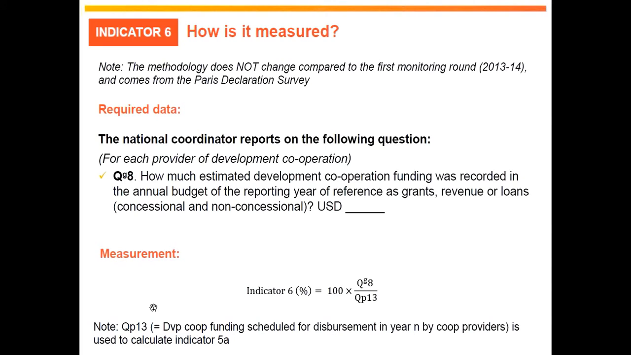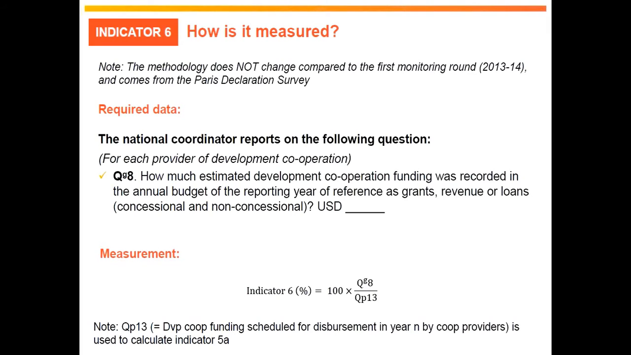How much development cooperation funding was recorded in the annual budget of the reporting year of reference as grants, revenue, or loans, concessional and non-concessional, in USD? Maybe I can just say briefly what concessional and non-concessional funding is. Concessional funding is those funds that are received at better than market rates, and non-concessional funding are those development cooperation funds that are received at or close to market rates. For a more precise definition of the two, you can look in the monitoring guide, because there are some borderline cases where it can be difficult to tell the difference. But not distinguishing the two is not super important, because we're asking you to report on both for this indicator. Okay, so that's the only question that is specifically new to this indicator in terms of reporting.